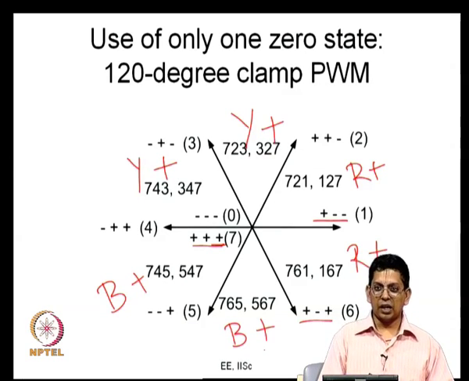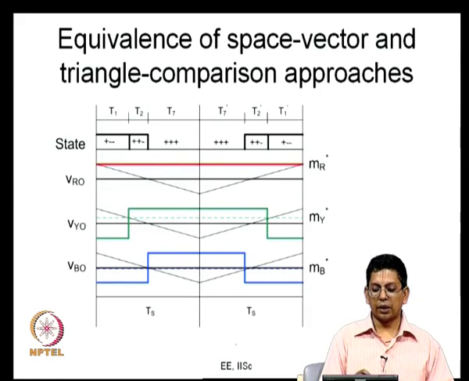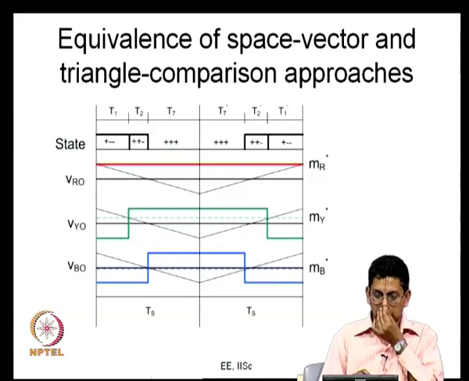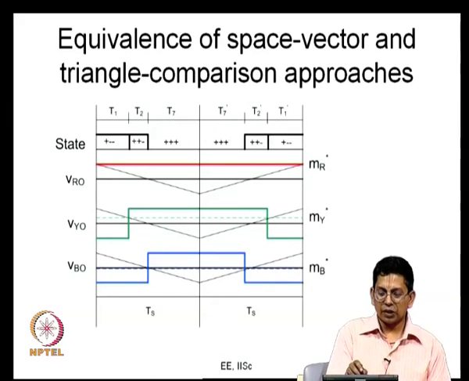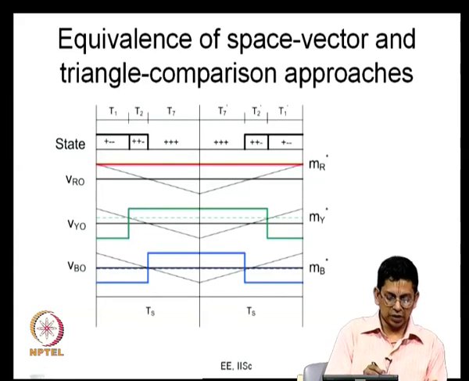So, for an entire 120 degrees R phase is clamped to the positive bus, Y phase is clamped to the positive bus for another 120 degrees, and B phase is clamped to the positive bus for another 120 degrees. We can also do the same thing using the triangle comparison approach, just to emphasize the equivalence between the two. You can apply this 1 to 7 or 7 to 1, for example. If you do that, VRO is always positive, VYO switches like this, and VBO switches like this.